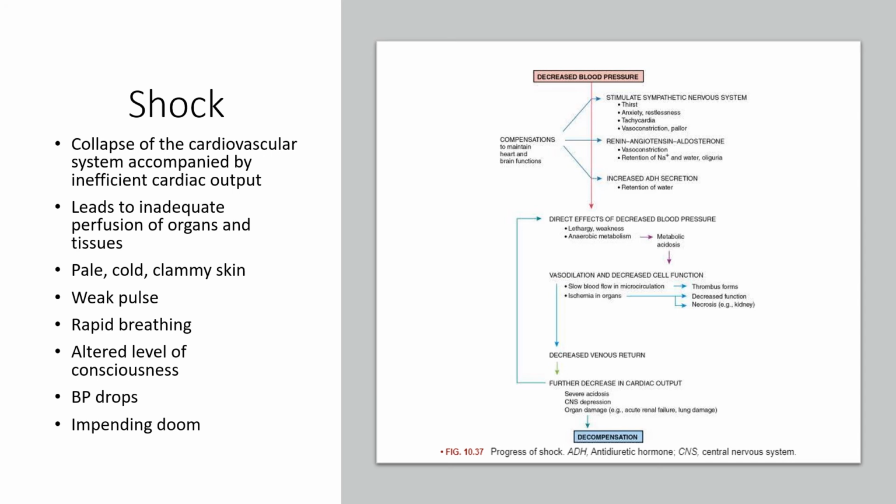Shock is the collapse of the cardiovascular system, and this includes vasodilation and a fluid shift, which is accompanied by inefficient cardiac output. Shock results in an inadequate perfusion of organs and tissues. So the patient may become pale, cold, and clammy, and they may have a rapid, weak, and thready pulse with rapid breathing and altered levels of consciousness. And their blood pressure is going to drop very quickly.